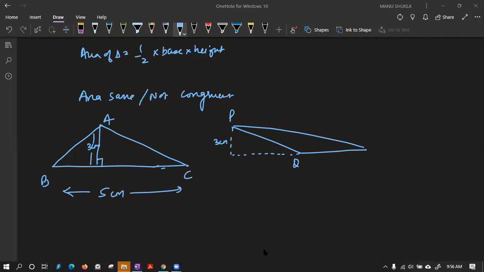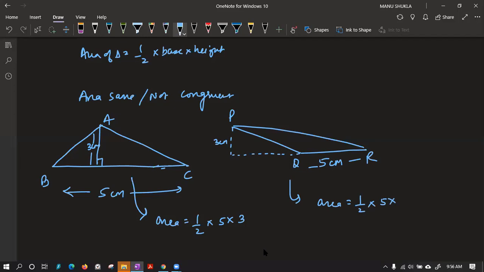Just wait one second. Let me clear this doubt. So in this case, this is 5 centimeter. This is 3 centimeter. And now you can observe, Mokshita, they are not congruent because you cannot prove them congruent by any way. But the area is same. Here also area is half into base into height. Here also the area is half into base into height, but they are not congruent because their shape is different. We have learned this thing. They should have same shape and size.